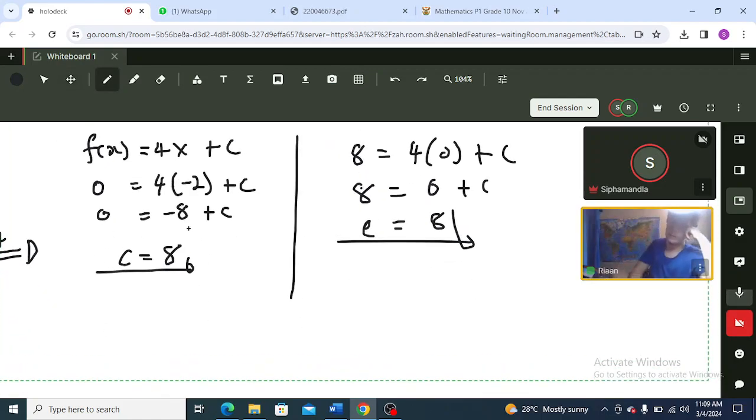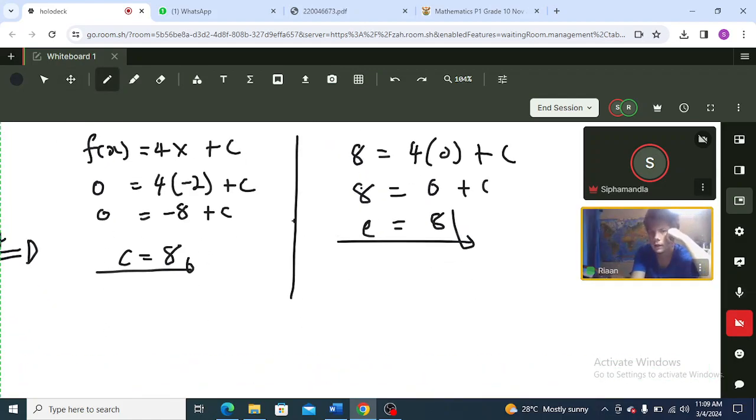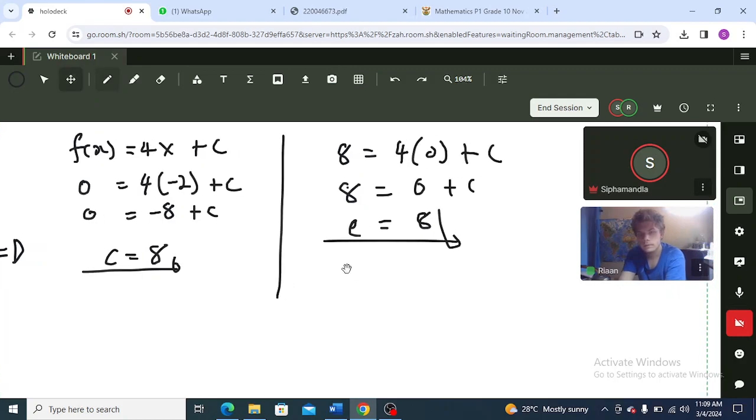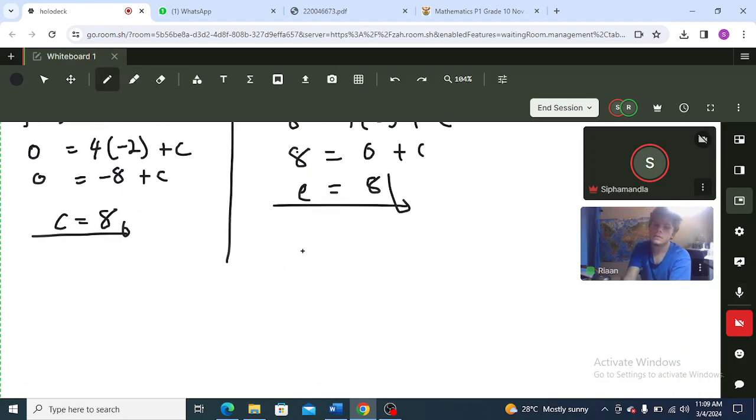So now after this we have got the value of c. It doesn't really matter which one you pick or which one you do. It matters that it's x and y, in the right order. Yes, 100%. Then you can now have your function. So your function is f of x equal to 4x plus 8. So this is your function. Any question here?